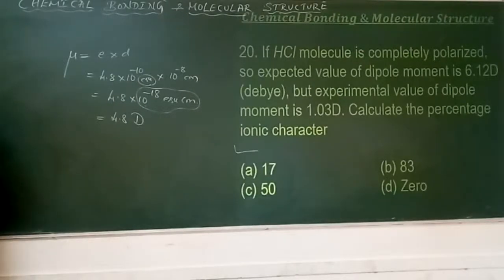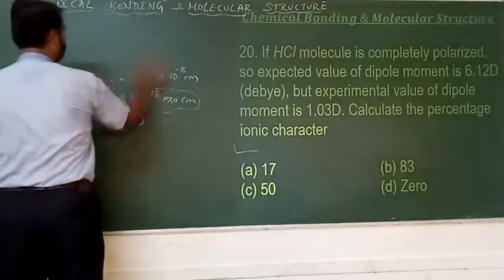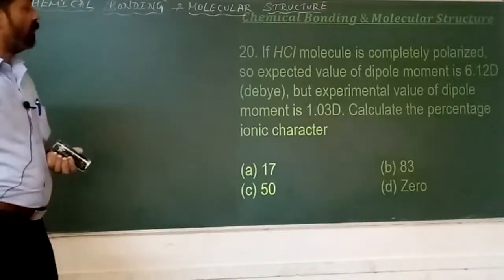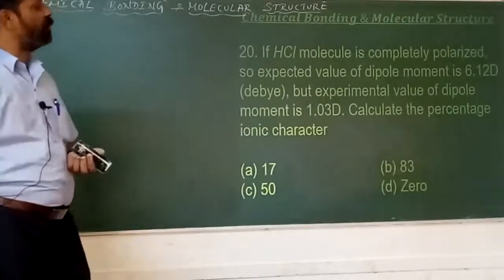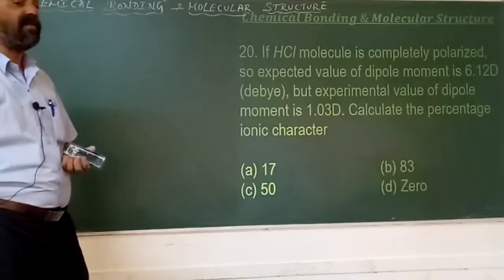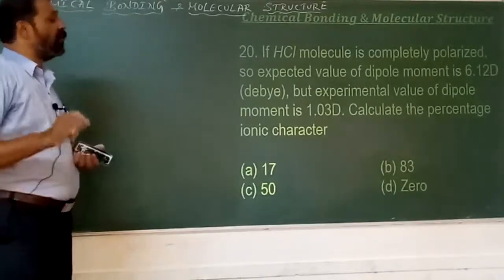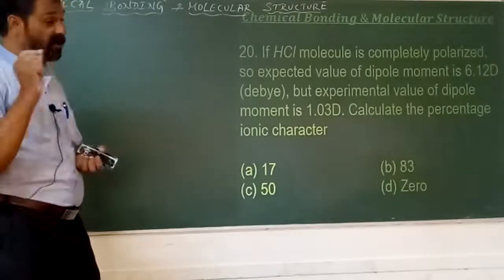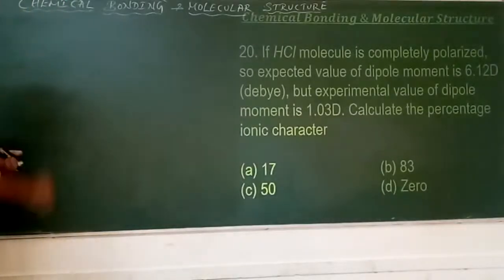Next, if the HCl molecule is completely ionized, completely polarized, not ionized here, the expected value of dipole moment is going to be 6.12 in terms of D, D means Debye. But the experimental value of the same dipole moment is going to be 1.03 in terms of Debye. Therefore, calculate the percentage of ionic character. It is the ionic character you have to find. Okay? So here, the percentage of which character?